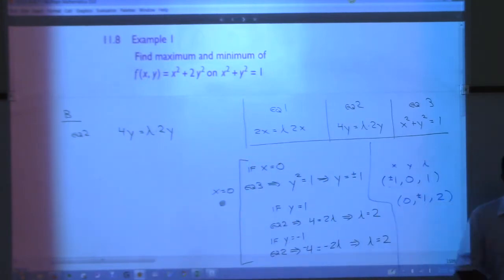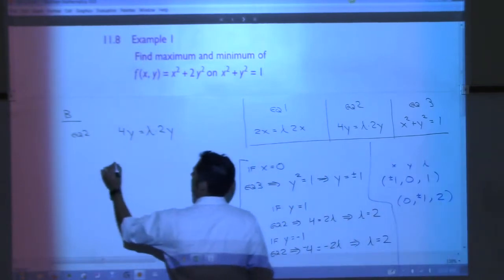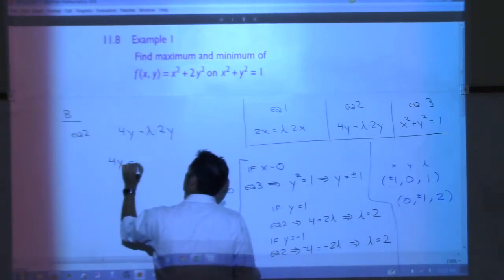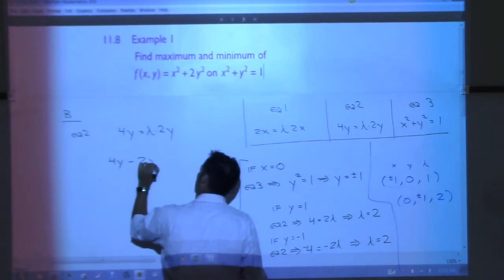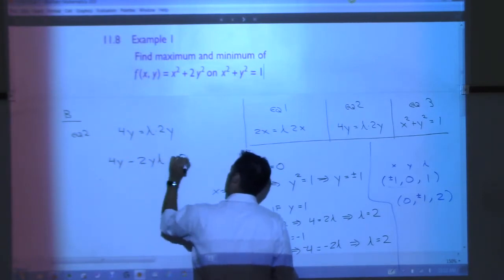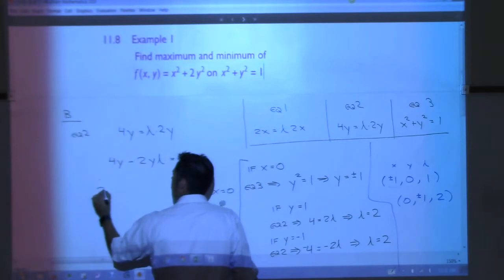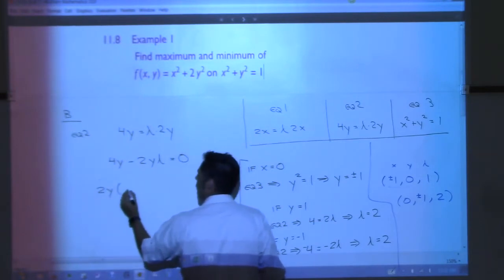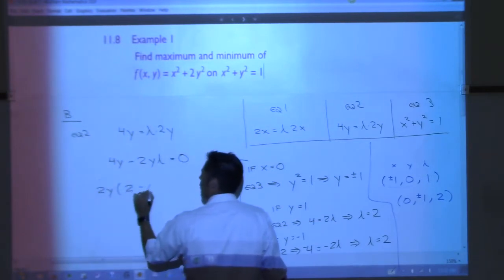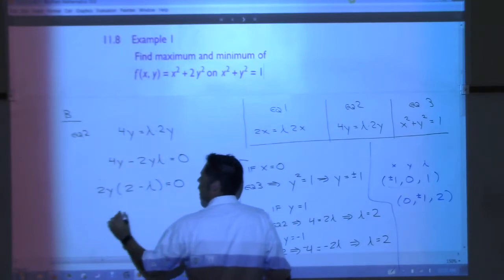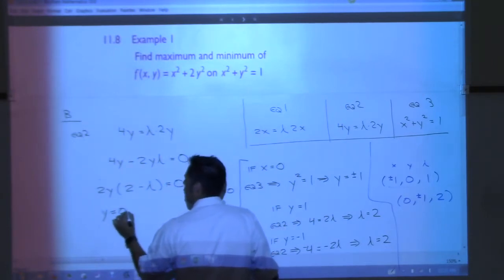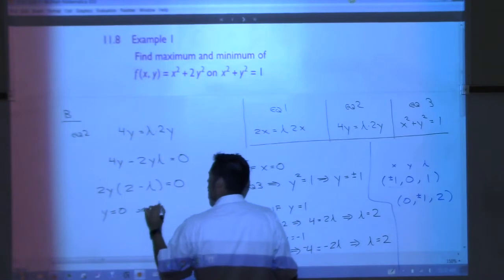Now I can do the same thing I just did a second ago, right? Move everything to one side, and I could get 4y minus 2y lambda, or 2 lambda y, doesn't matter, equals 0. Then I could factor out a 2y and be left with 2 minus lambda, and that would give me two things. y is 0 or lambda is 2.